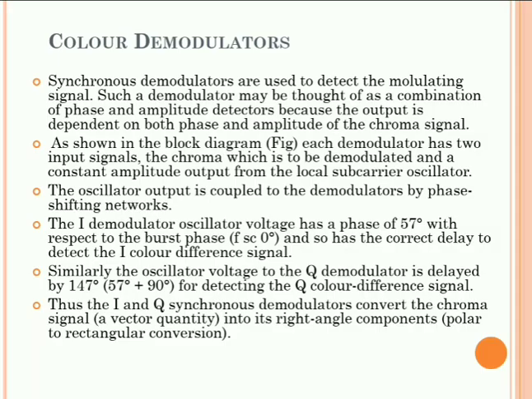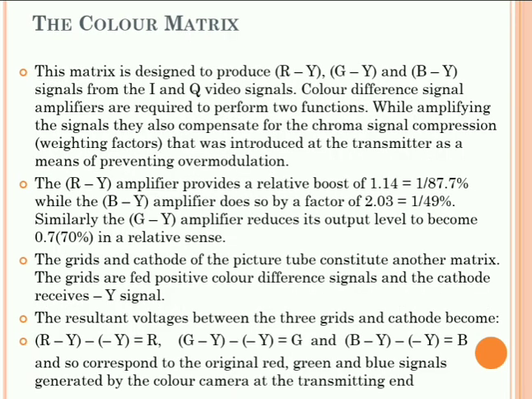Okay, this was all about the color demodulators. We are having two demodulators, I demodulator and Q demodulator. Both the demodulators are in synchronization with each other. We are providing two inputs to these demodulators: one is the chroma signal, and another is the output of the subcarrier oscillator, which is nothing but the subcarrier frequency. That subcarrier frequency is provided with some phase shift, that is 57-degree to the I demodulator, and 147, that is plus 90-degree, to the Q demodulator. After that we will see the next block, that is the color matrix.